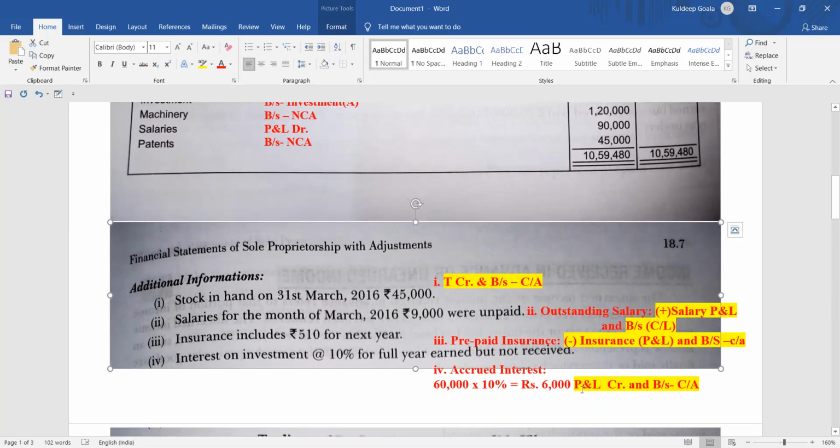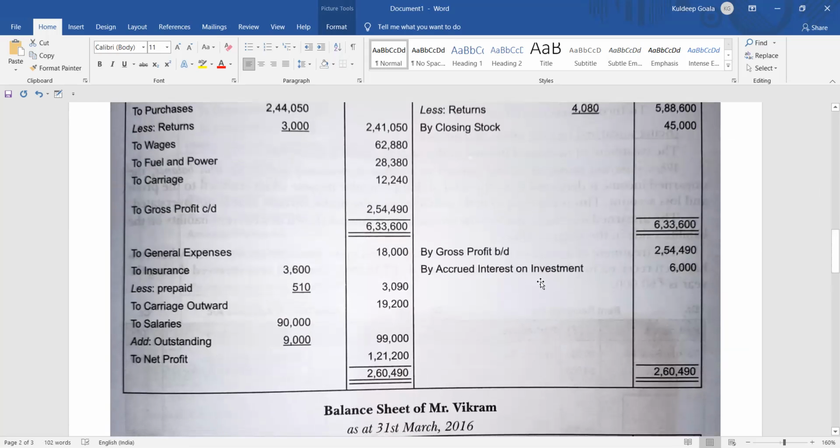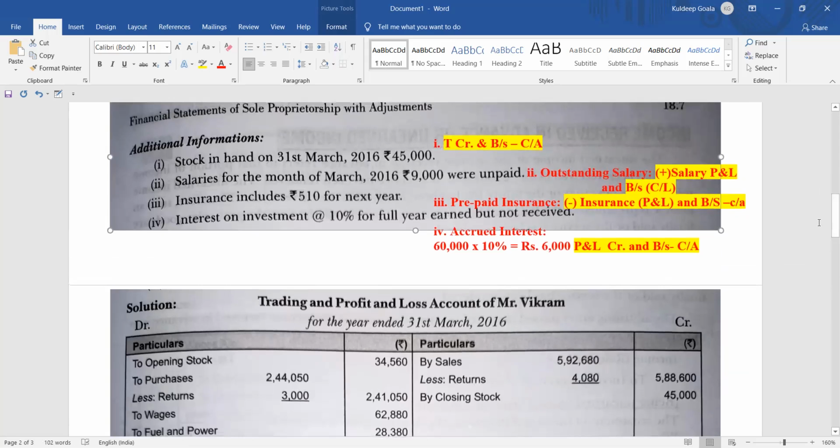So we have to show it on the profit and loss credit side as accrued interest. So it will come on the profit and loss credit side as by accrued interest on investment. Or if you write only accrued interest, that is also correct. By accrued interest on investment, 6,000 rupees. Clear? It was the last item in the adjustments. So there is no more item in the adjustments that is going to come in the profit and loss account.